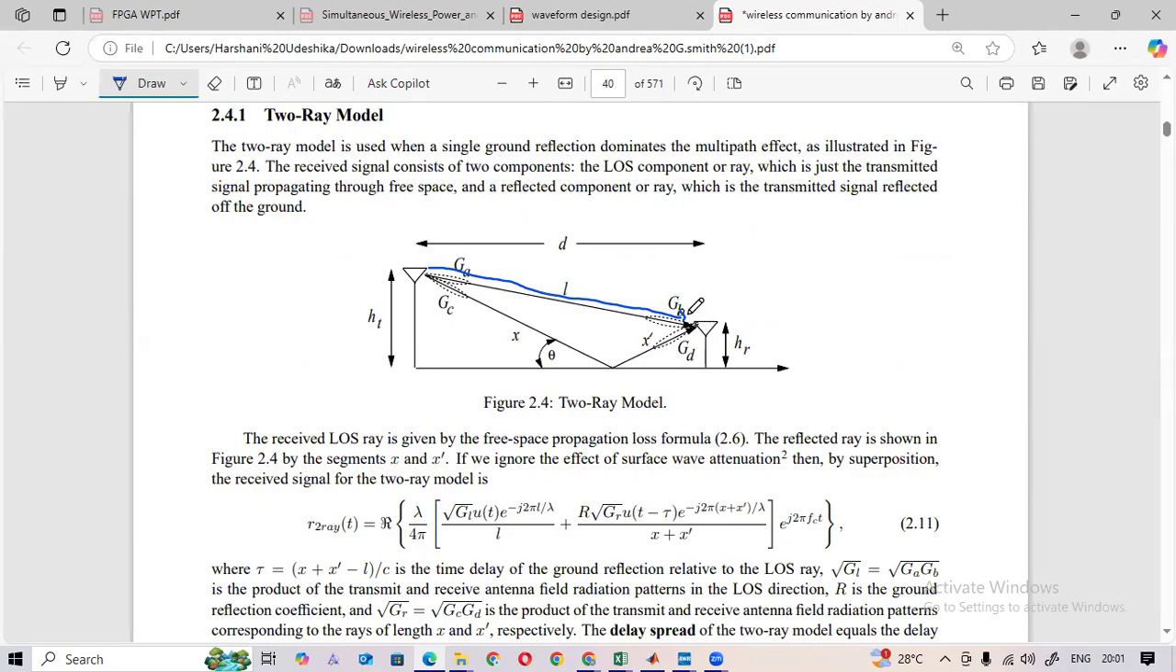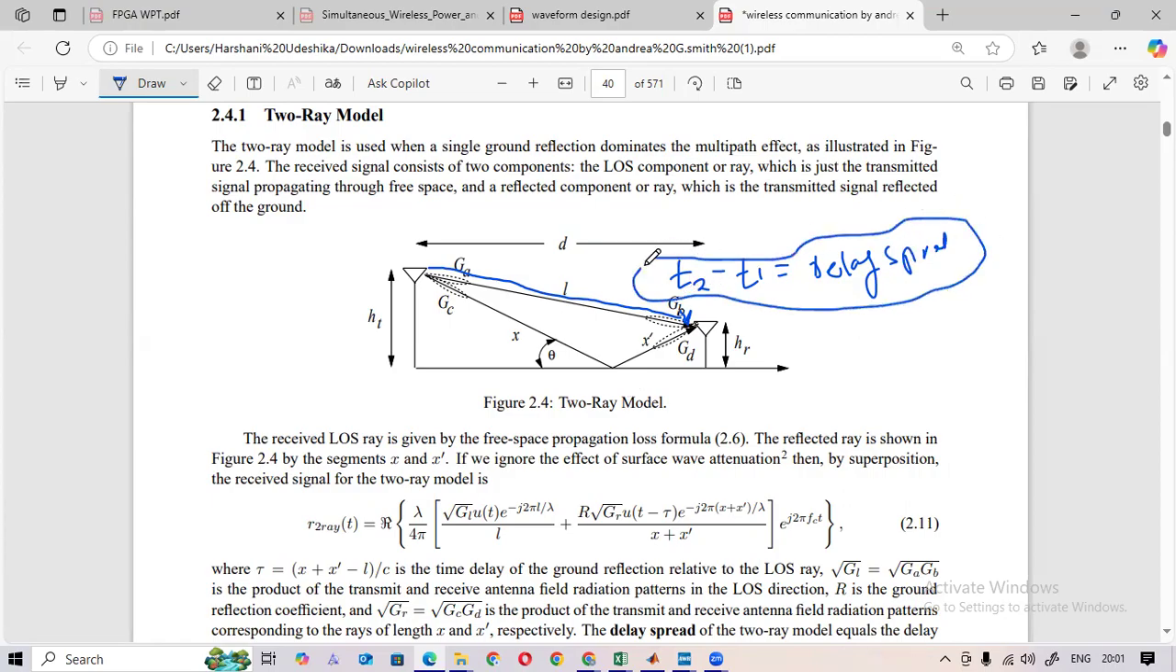So if this signal's arrival time is T1 and this signal's received time is T2, then T2 minus T1 is the delay spread. This is the delay spread of these two signals. So maybe you will be asked to find the delay spread, so you need to calculate this.